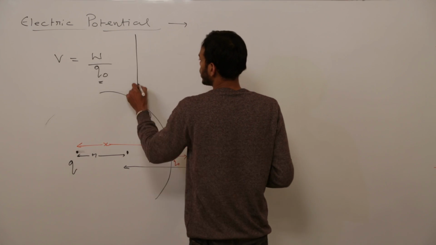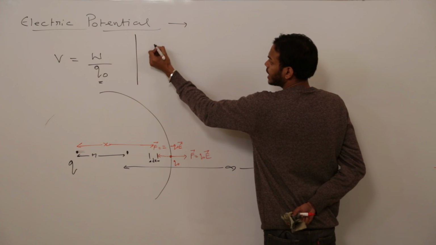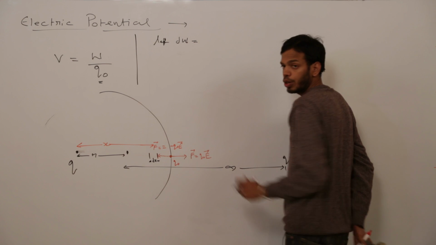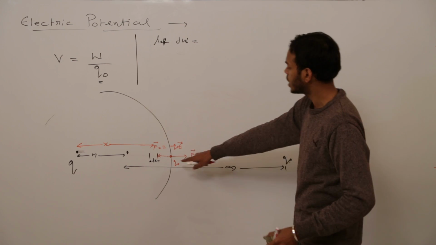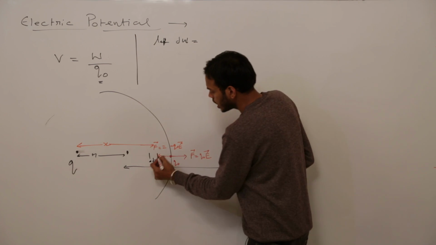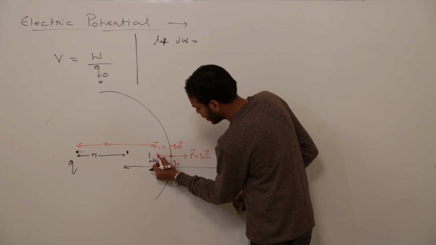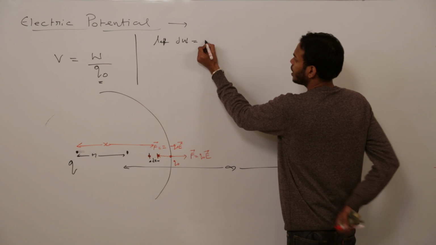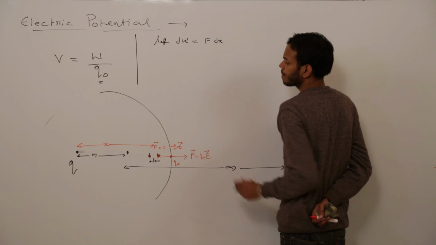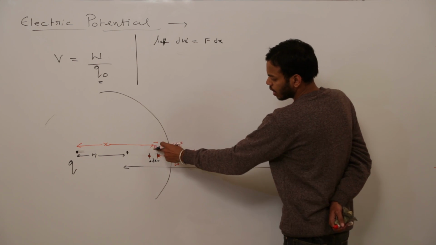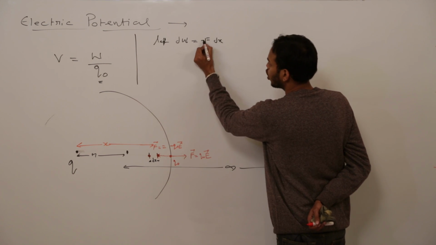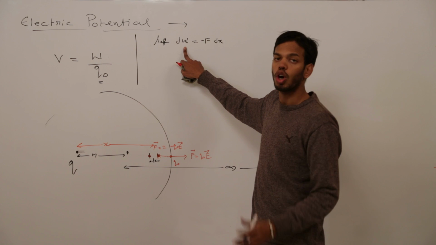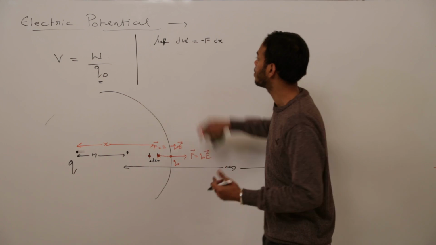This will be used at the end. Let dW be the small amount of work done in moving this charge by a small distance dx from this point to this point. So dW would be equal to F dx. What is F? The force which we applied was minus Q naught E. Why am I taking the negative sign here? Because work is a scalar quantity. We have to consider sign wherever it is applicable.